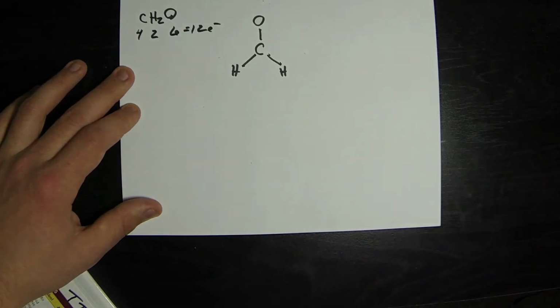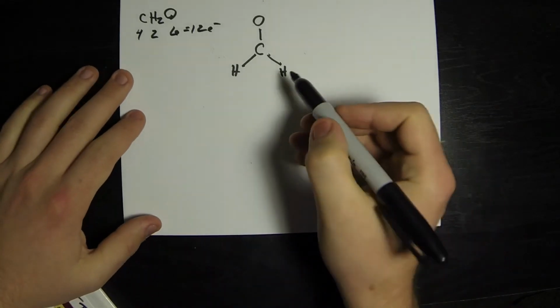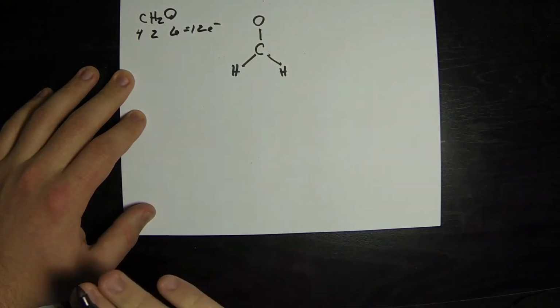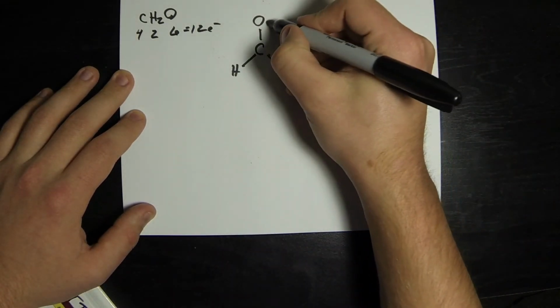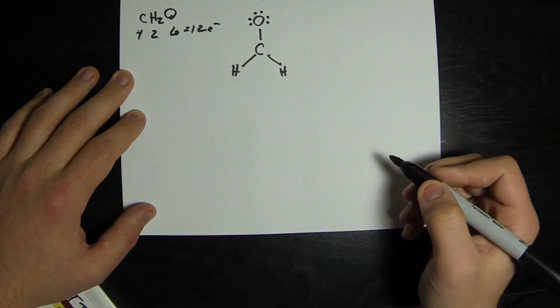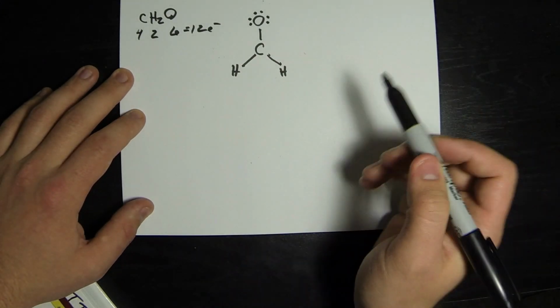Well, we need to put them on the atoms not considered to be the central atom. So in that case, the hydrogens or the oxygen. Well, we know we can't put any electrons on hydrogen, so we won't do that. So instead, we'll put all 6 of them on the oxygen. Well, if you notice, that works, and we've gotten rid of all of our electrons.